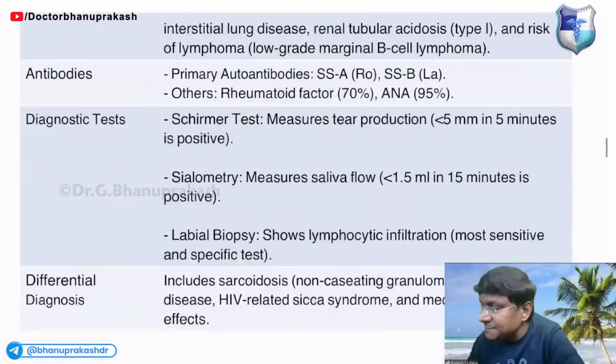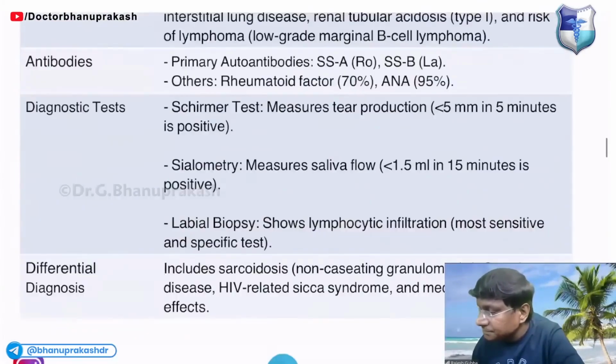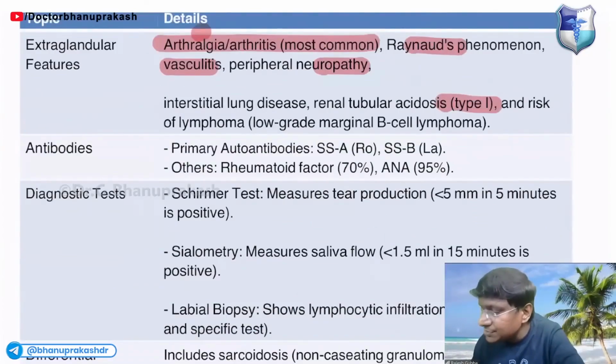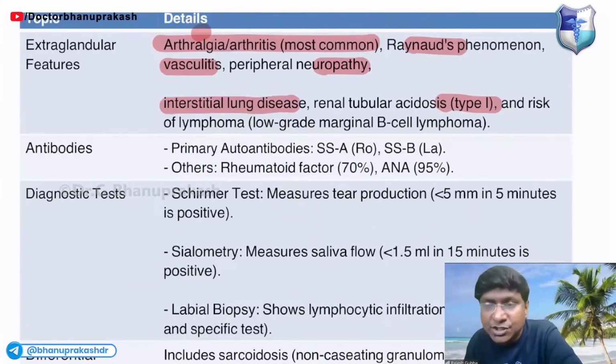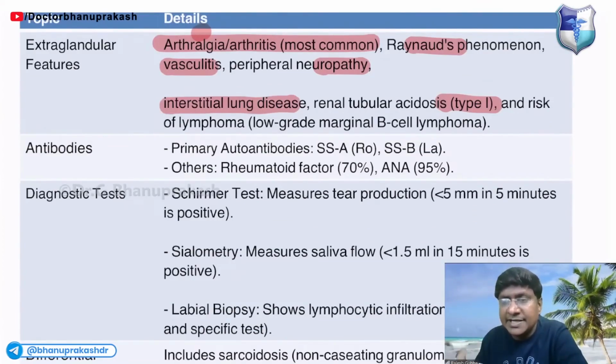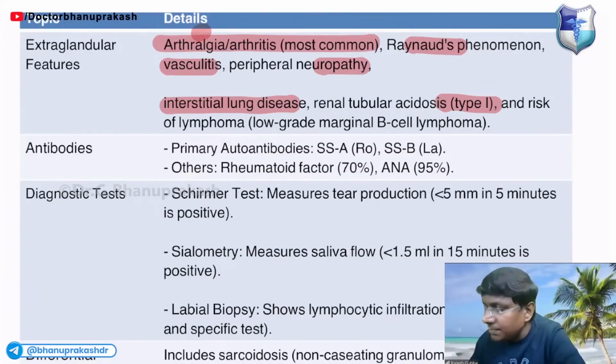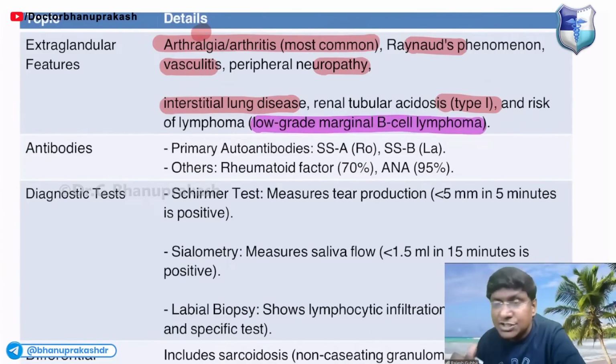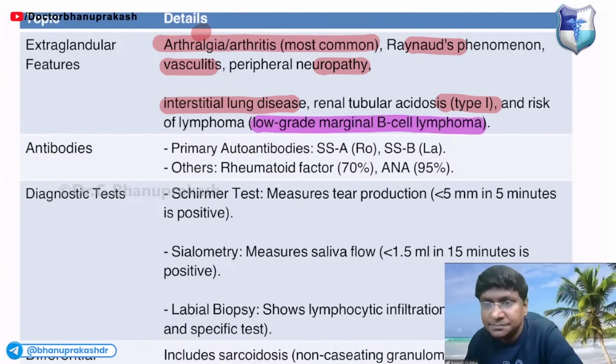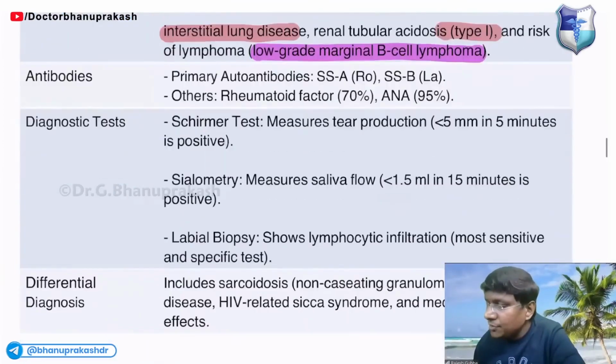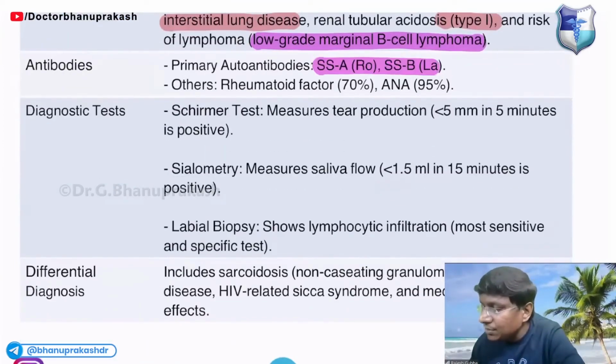Apart from this, these patients will also develop type 1 renal tubular acidosis as well as interstitial lung disease. Very important question is that these individuals are at increased risk of development of lymphoma. What type of lymphoma is commonly observed in these patients? That is low-grade marginal B-cell lymphoma. Right, low-grade marginal B-cell lymphoma, and autoantibodies mainly anti-Ro and anti-La.